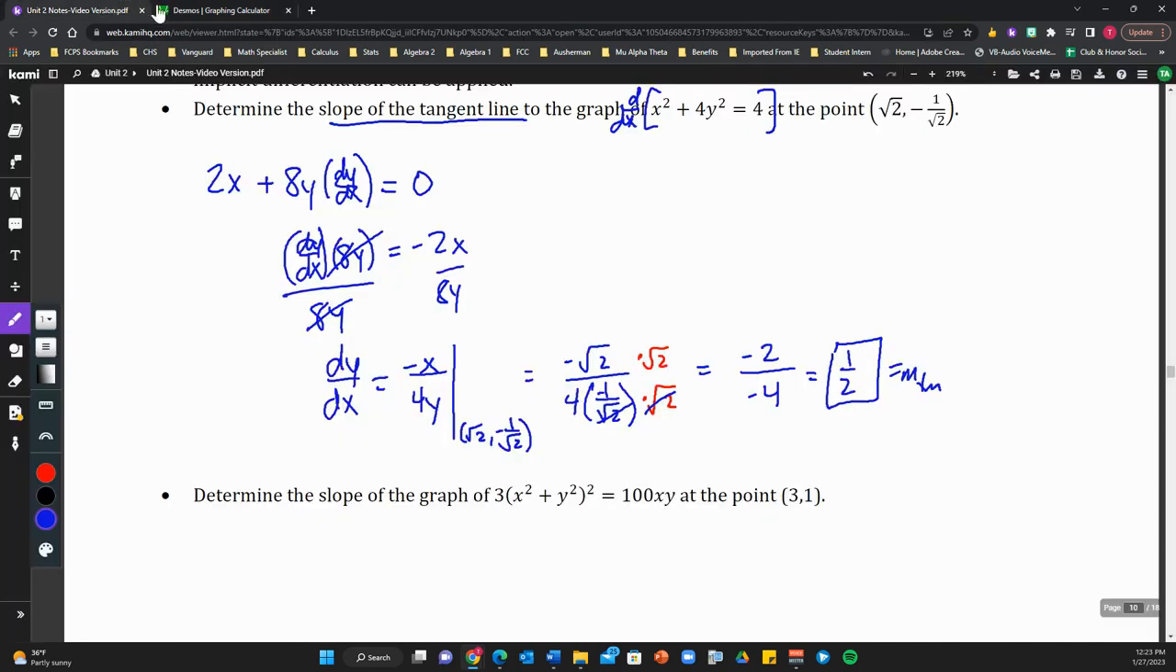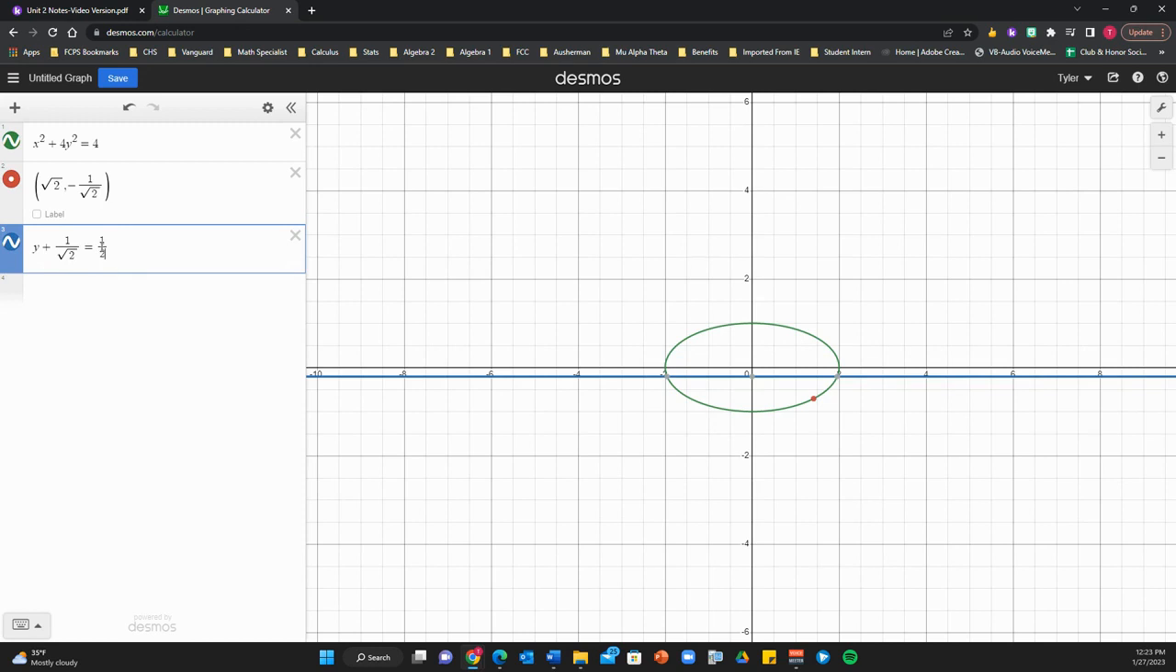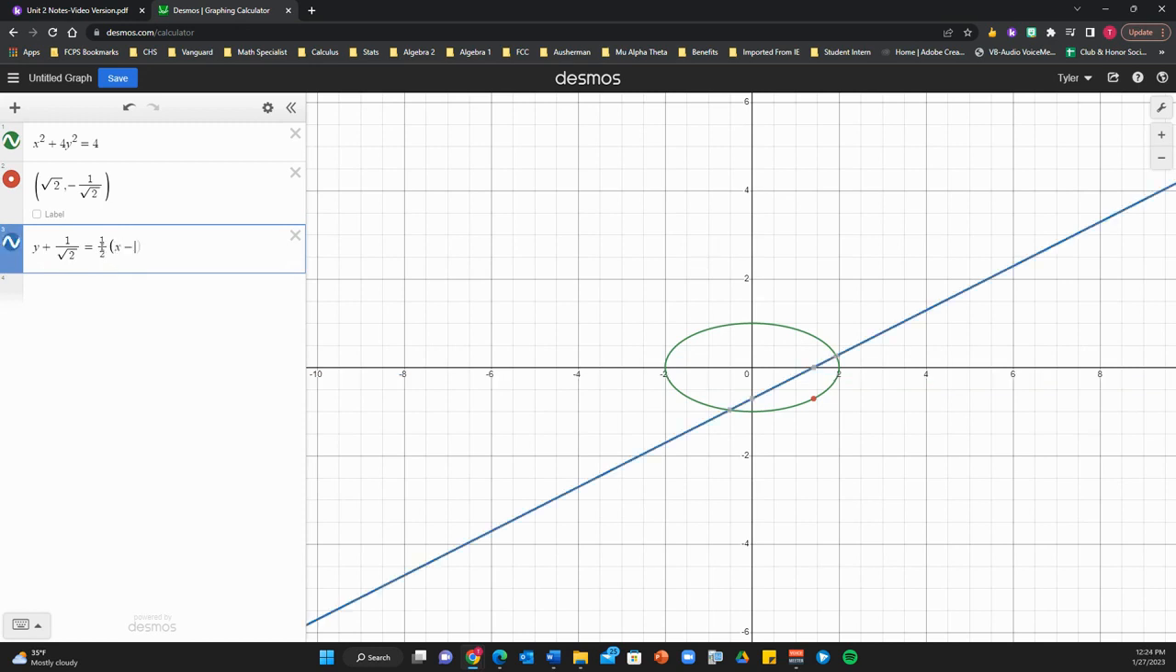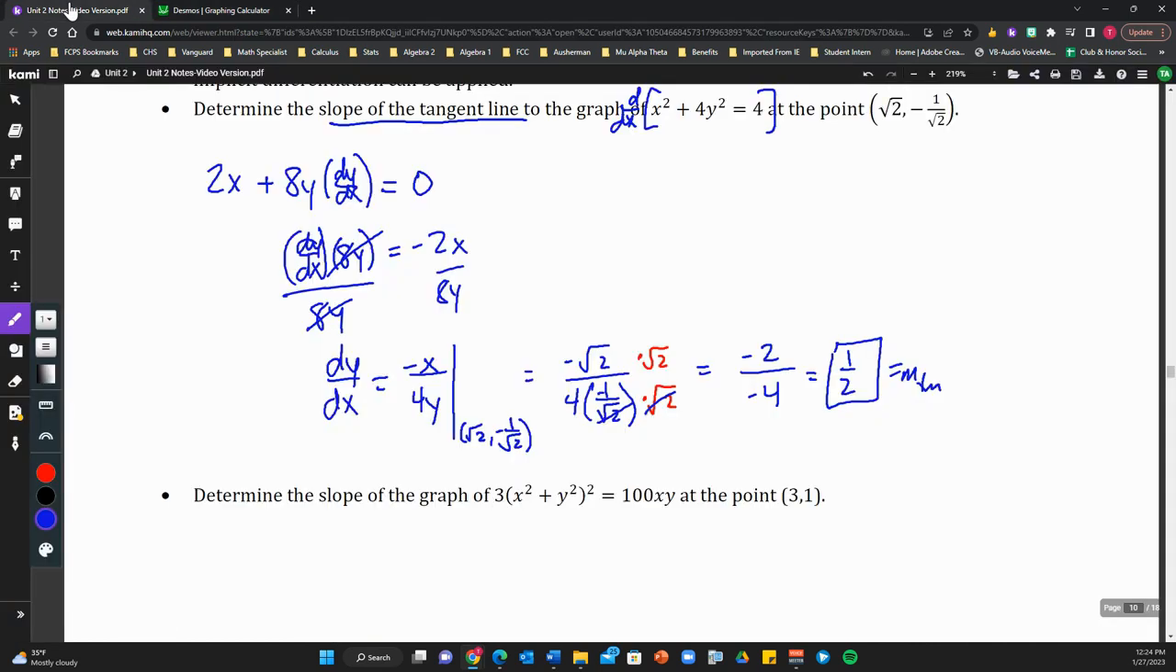So again, this problem doesn't ask us to do it, but if I needed to come up with the equation of the tangent line, I have everything that I need. I know my x and y coordinates, so this would be y minus negative 1 over root 2, or y plus 1 over root 2, equals the slope, which we just found using dy/dx to be 1/2, times x minus the x coordinate, so square root of 2. So there is our tangent line. And again, the slope of the curve is the same as the slope of that tangent line. That's what we're using dy/dx to find the value of.